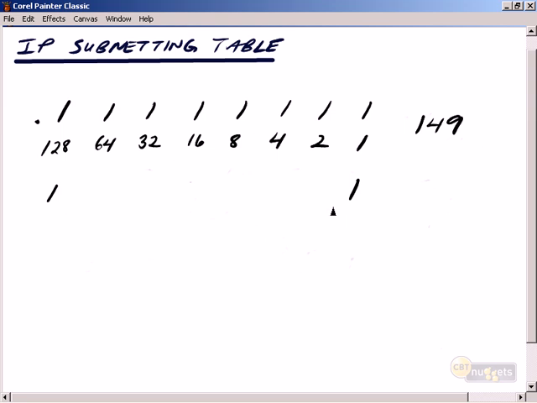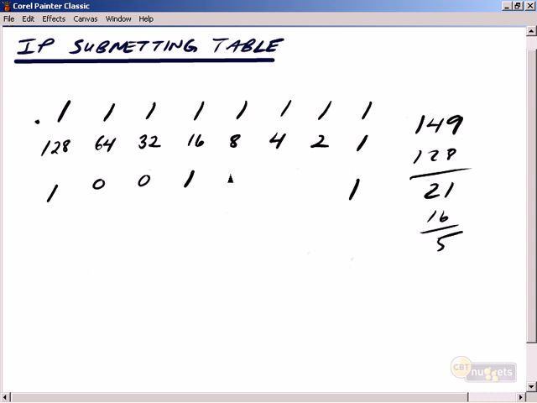Okay, that'll narrow it down. So 149 is greater than or equal to 128, right? So let's go ahead and subtract. That leaves us 21. Is 21 greater than 64? It is not. Is it greater than or equal to 32? It is not. How about 16? Yes, it is. We need that bit. So turn it on. That leaves 5.